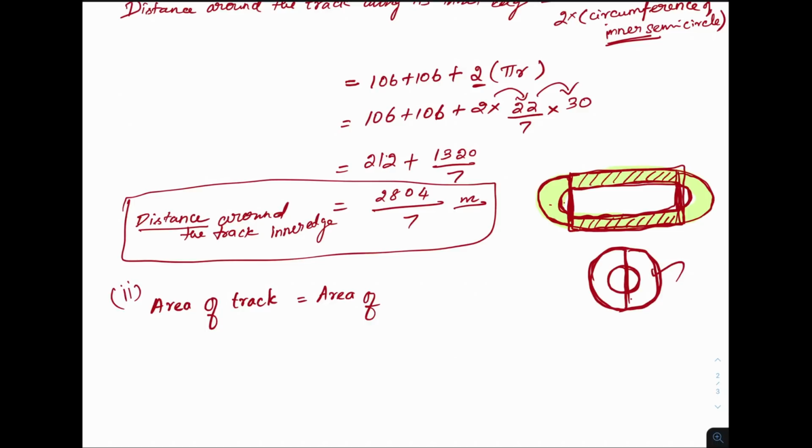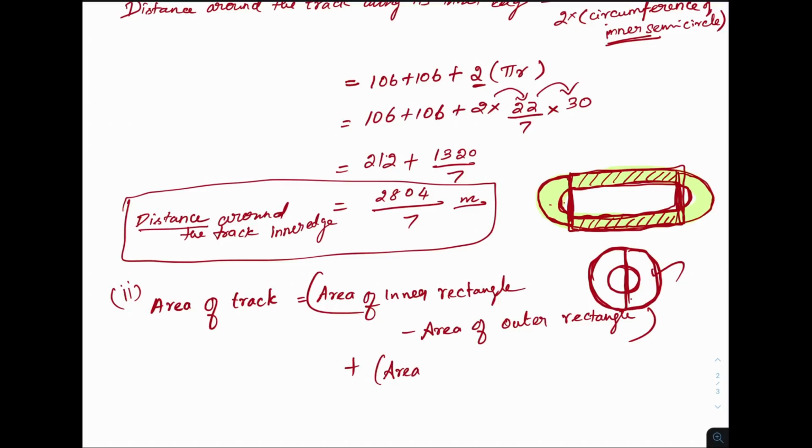So area of inner rectangle minus area of outer rectangle plus 2 into area of outer semicircle, because outer will be greater, minus 2 into area of inner semicircle.